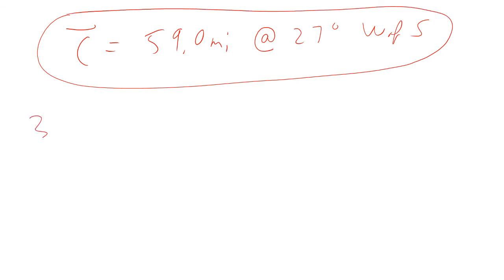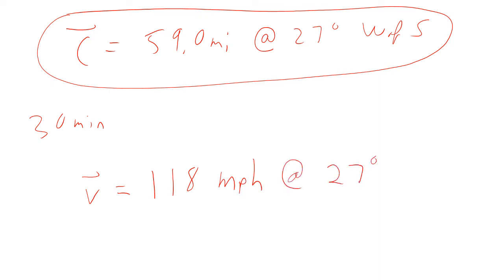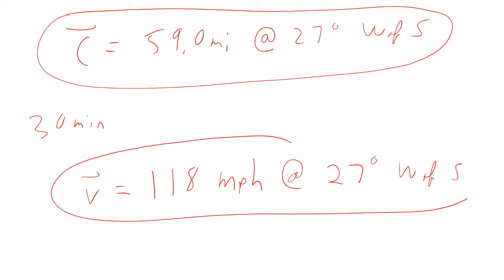Now I said that was 30 minutes, right? So if I want to know how fast this was moving, we normally think miles per hour, so I would divide by 1/2 hour. So the velocity would be 118 miles per hour at an angle of 27 degrees west of south. So that's the velocity of that aircraft.